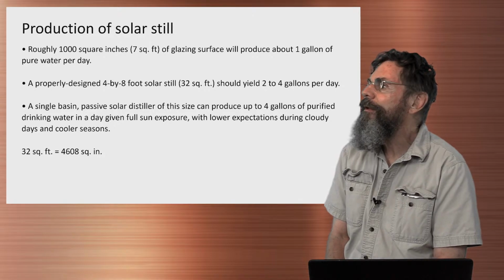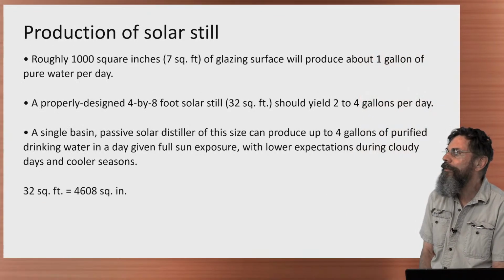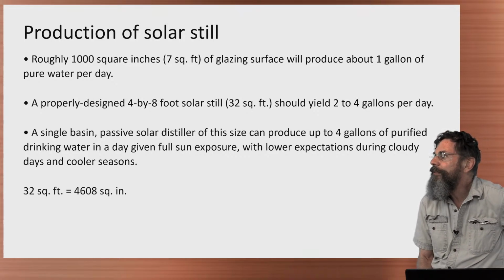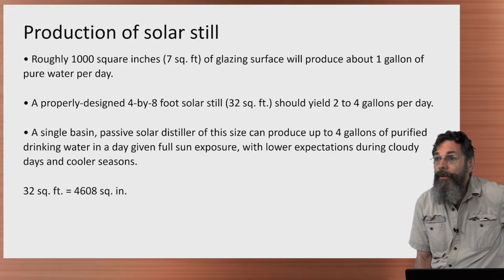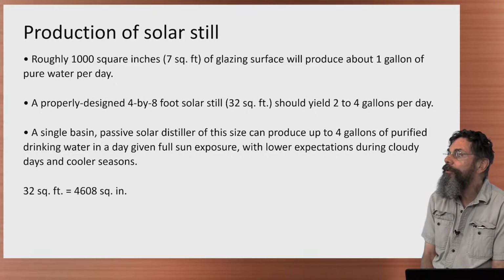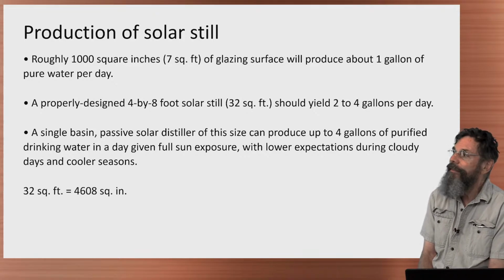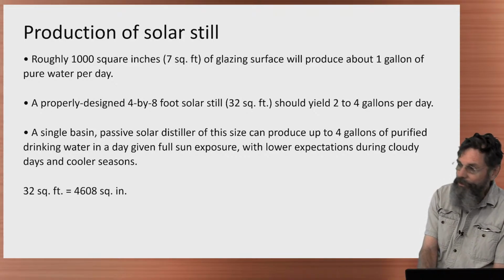So a single container, a single basin solar distiller, will be able to produce a full 4 gallons a day, with lower expectations if clouds come over or if you have just a marginal day. 32 square feet, as I said, is the size of a sheet of plywood. It's 4,600 plus square inches, as opposed to the 1,000 square inches of the smaller one, which I'm saying would make about a gallon of water a day. And less than a gallon of water per day if we had deteriorating solar conditions. So just a little reference.